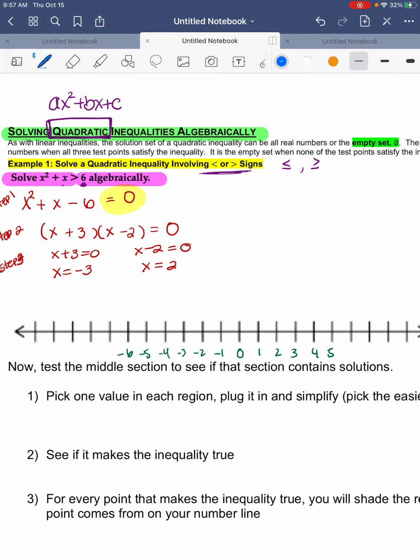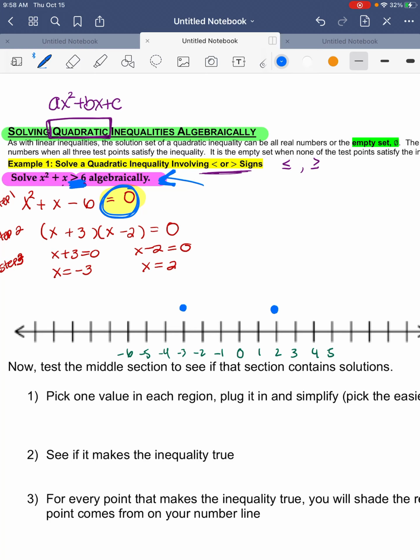I'm just going to need them to find my actual answer. For negative 3, I'm going to put a dot right here, and for 2, I'm going to put a dot right here. Remember, these are not the answers. Those 2 points make the equation equal to 0. Originally, the inequality that we want has to be greater than 6. That is not the answer, but I need them to find the actual answer.